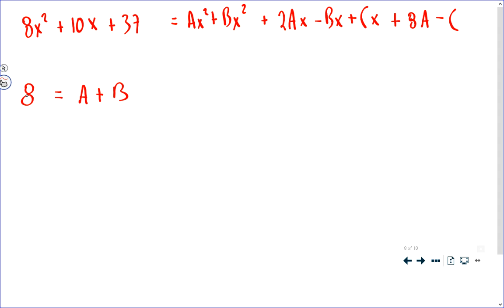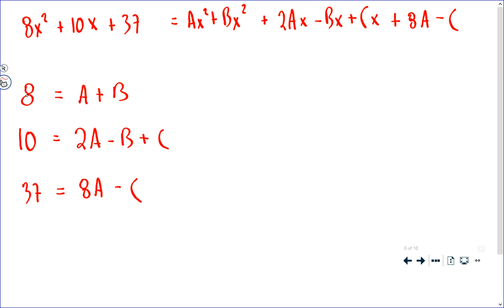When I look at my linear terms on the left, I have 10x, and on the right, my linear terms are found by combining 2ax minus bx plus cx, which means if I add those coefficients together, I have to get the coefficient of the x, which is 10. My third equation is found by looking at my constant, which is 37. Well, that has to be equal to 8a minus c.